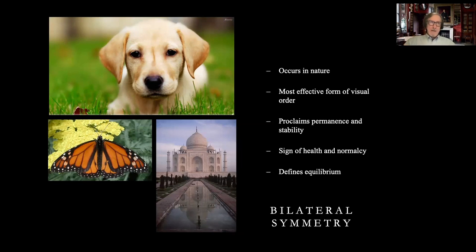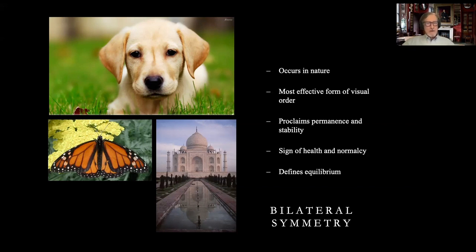But there's a lesson here, certainly. Bilateral symmetry is commonplace in nature. It's all around us, and it's within us. Our bodies are bilaterally symmetrical. So when our buildings show this kind of symmetry, they become, in a sense, a reflection of us.